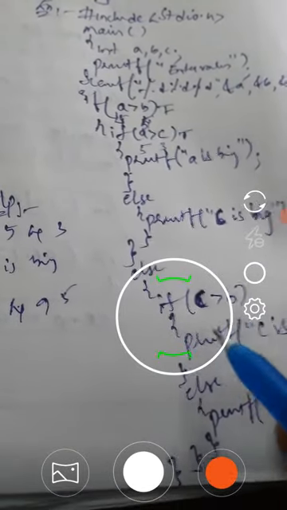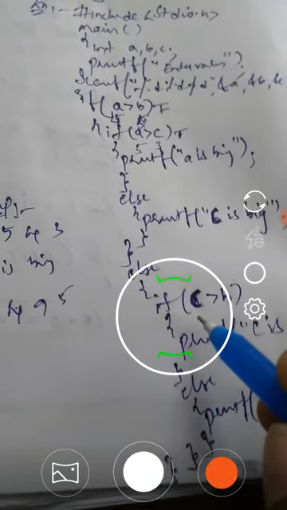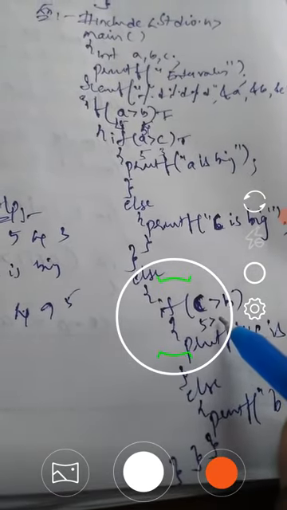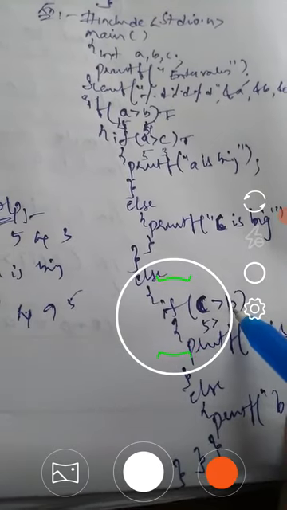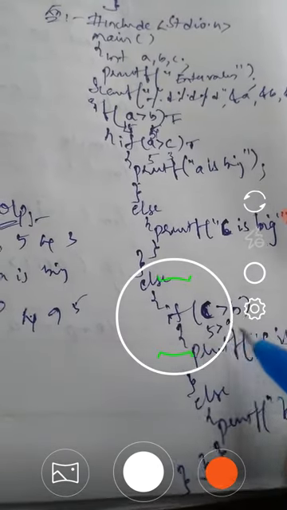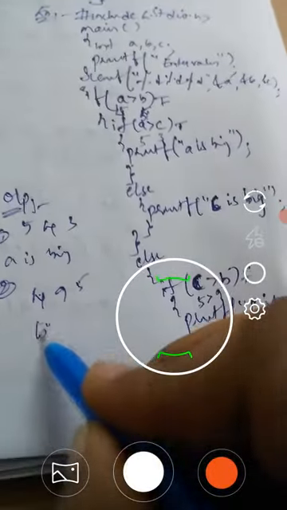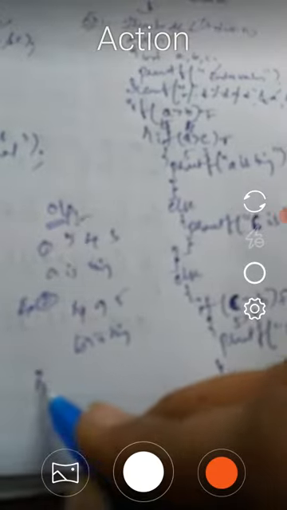Again, what will happen here is c greater than b. Is c greater than b? What is the value of b here? 9. Is 5 greater than 9? No, this also becomes false. That's why the false block of statements is executed here. B is big.